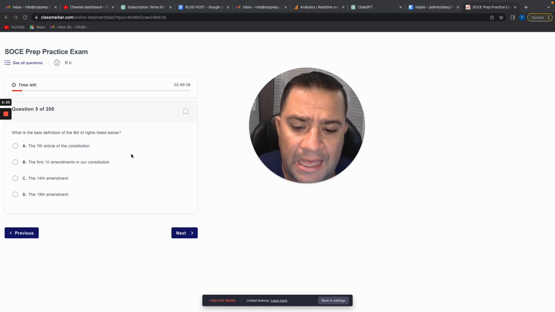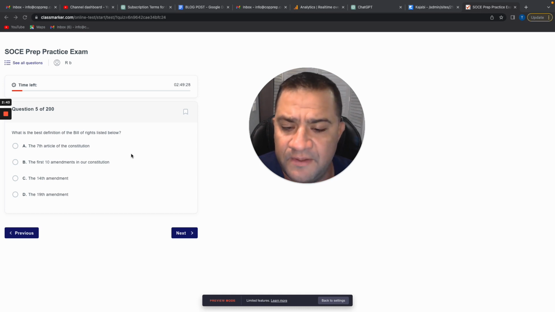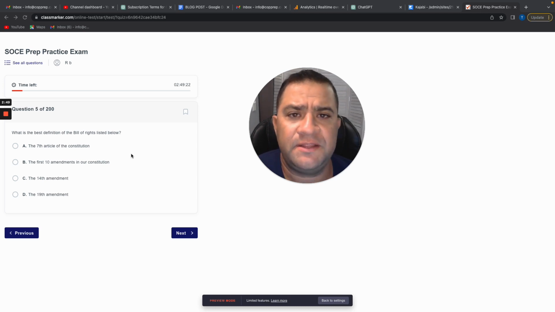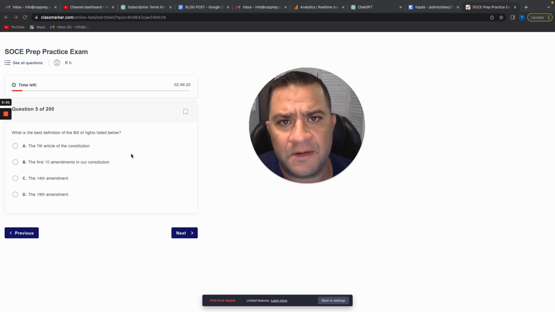So I don't really know if I want to get rid of that one yet, because that sounds good to me. The first 10 amendments is what makes us American. I'm getting excited, but let's not get ahead of ourselves, because we have to look at all our answer choices. C says the 14th Amendment. So what does the 14th Amendment do? Is it the Bill of Rights?